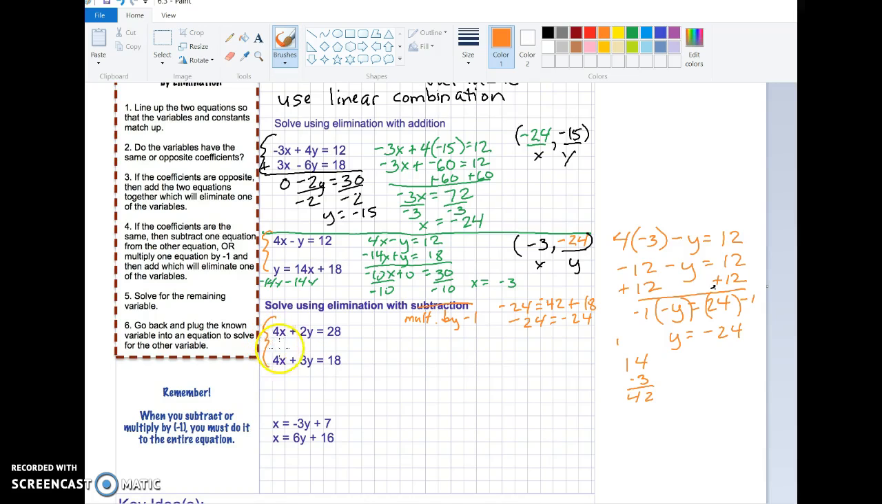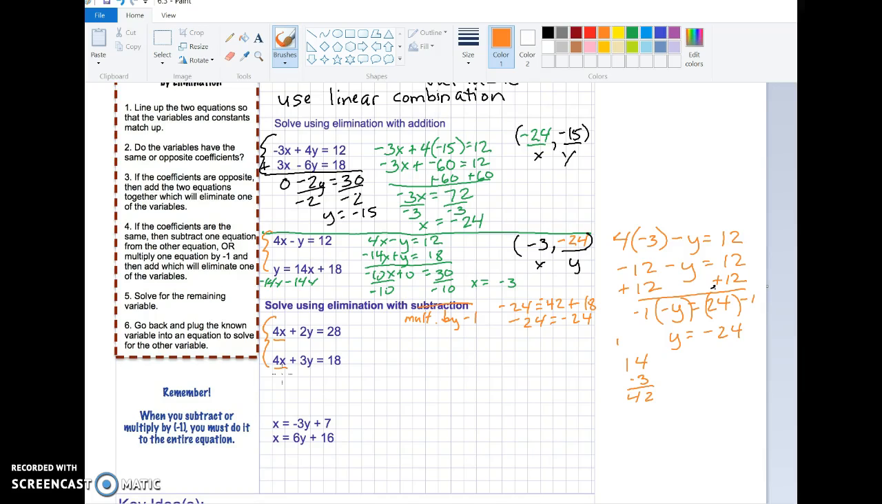But this 4x and 4x, if one of those 4x's was a negative 4x, then I could add them together and they would become 0, because that's my goal. I want to eliminate one of them. So I'm thinking this 4x and this 4x, if one of those became a negative 4x, I could then add 4x and negative 4x and make them be 0.